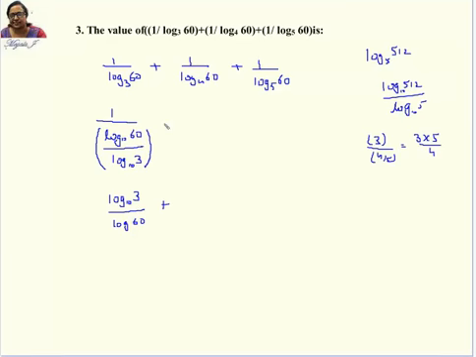Can you do the same? Yes, ma'am. This is going to be, anyone else? Can you answer? Log 60 base 10 divided by log 4 base 10. That will become log 4 base 10 divided by log 60 base 10.